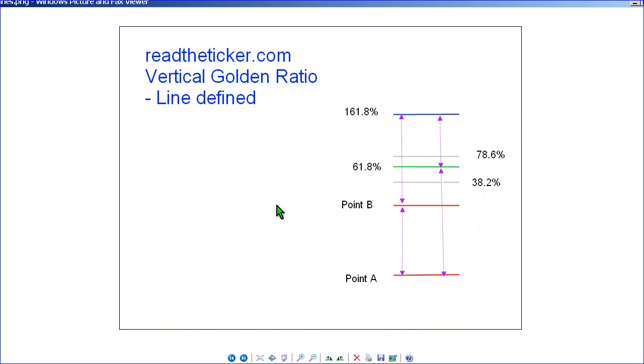But first, readtheticker.com has two golden ratio indicators, a vertical ratio as you see here and a horizontal one. I'll just explain the vertical one. You select point A and point B with the two red lines. The green line is 61.8, the blue line is 161.8, and the two grey lines are 78.6 and 38.2. Between the 78 and the 38 is like a retracement zone or pause zone, and the blue line is more like the extension zone. So let's have a look at some examples.